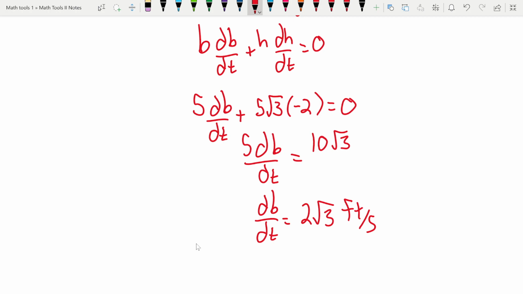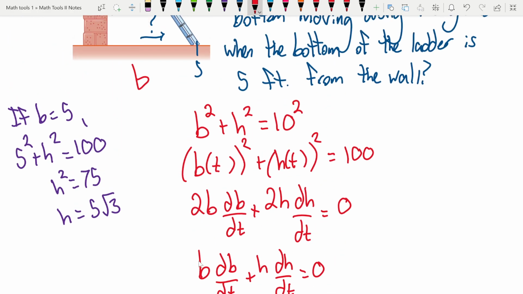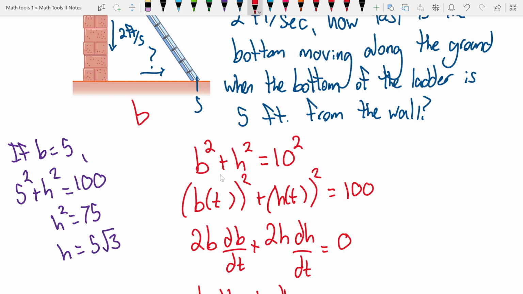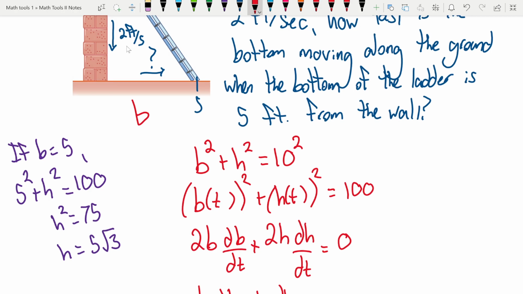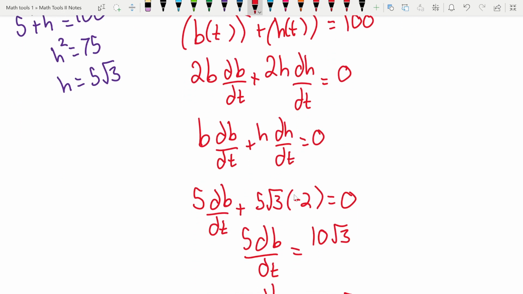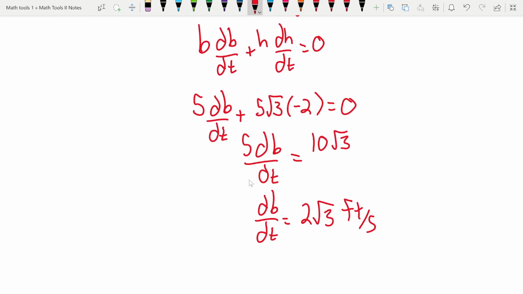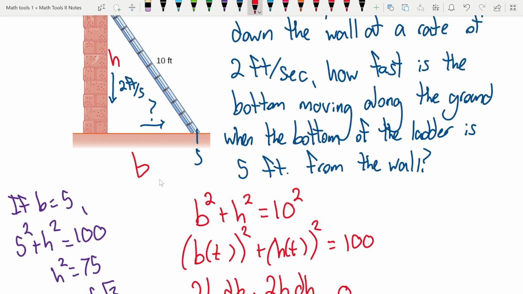So all of these related rates problems are kind of the same process where you come up with some initial equation to relate all of the variables that's implicitly defined as functions of time. And then you do implicit differentiation to get the derivatives in there. Usually one of the derivatives is given to you and so on. All right, so we get 2 root 3 feet per second. You could put that in a calculator if you want the decimal answer. So that tells us that when this is 5 feet away from the wall, the instantaneous rate of change of b is 2 root 3.